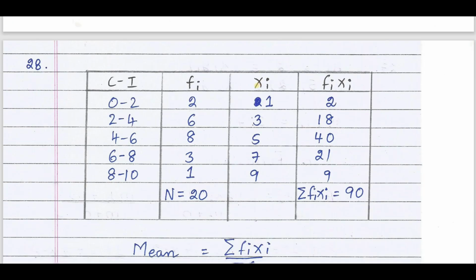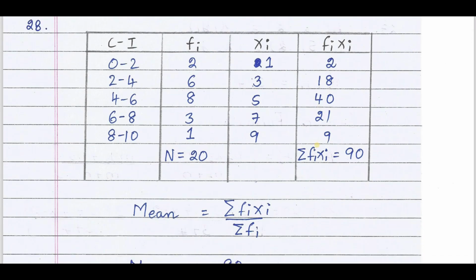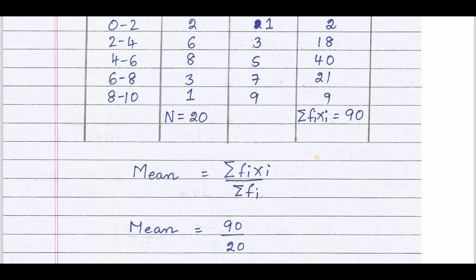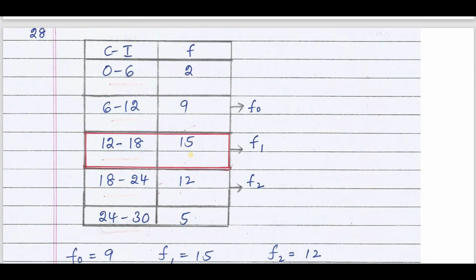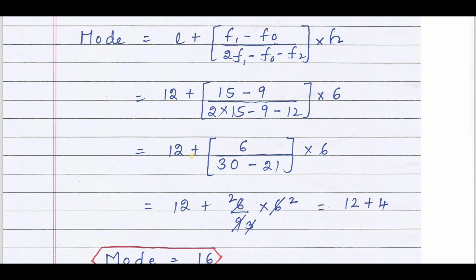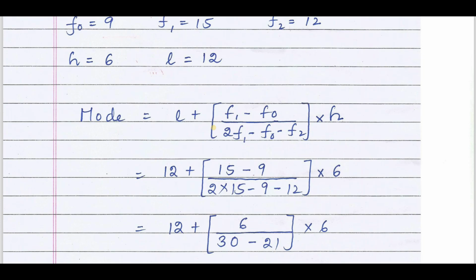Next question, finding the mean, finding the class mark xi, and finding the sum of the product of frequency and class mark. We get mean equals sigma fi xi by sigma fi. We get mean equals 4.5. 28th question, or question, finding the mode. We get mode as what? 16, right? Mode equals L plus f1 minus f0 by 2 f1 minus f0 minus f2 into h.